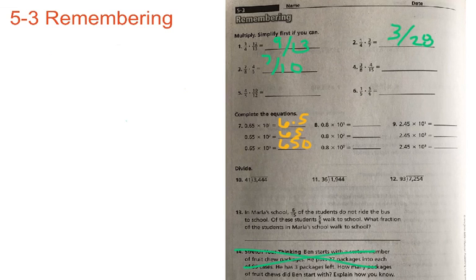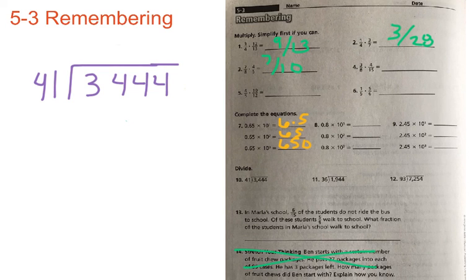A little more division review with numbers 10, 11, and 12, and it's 2-digit divisors. So we have a 2-digit divisor of 41 in number 10, and we're dividing it into the dividend of 3,444. We know that 41 cannot go into 3 because it's larger, and 41 can also not go into 34 because it's larger than 34. So we have to ask ourselves, how many times can 41 go into 344? If I look at 4 going into 34, we're going to be pretty close to 8. So let's see what 41 times 8 is equal to.